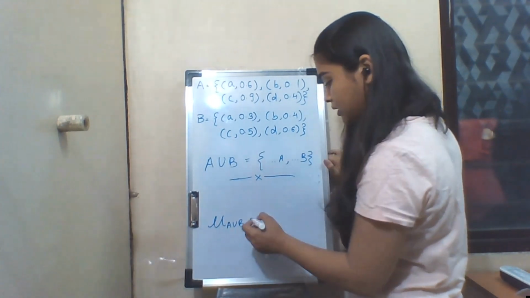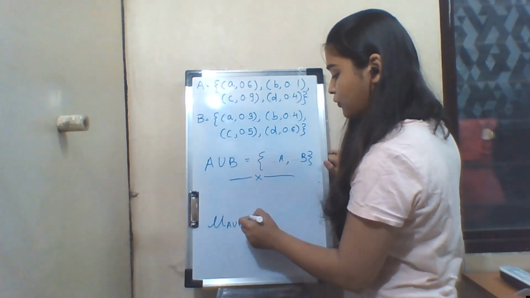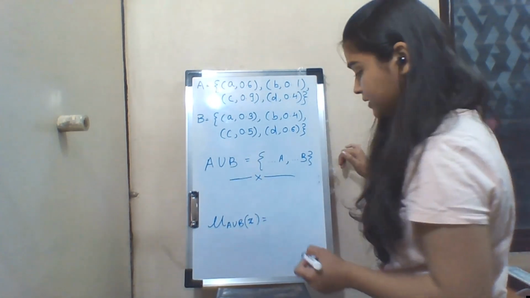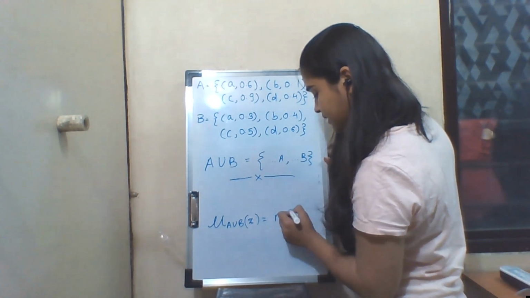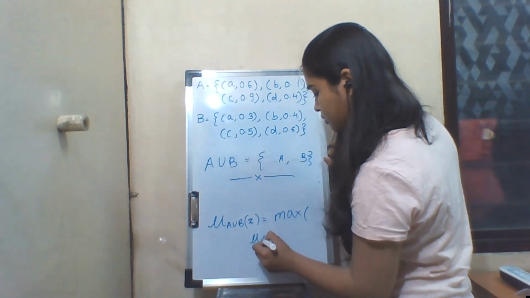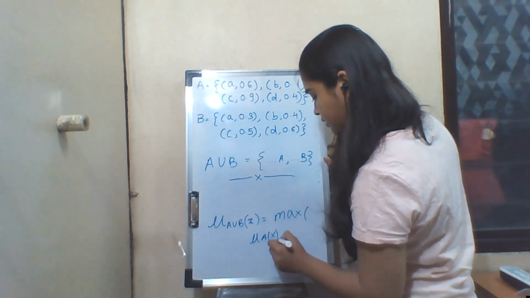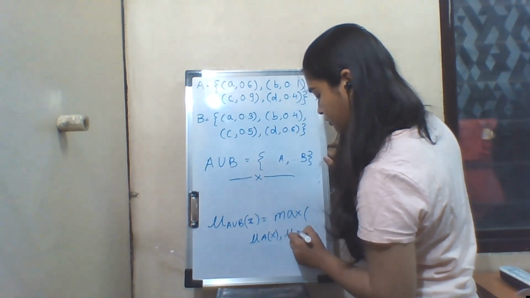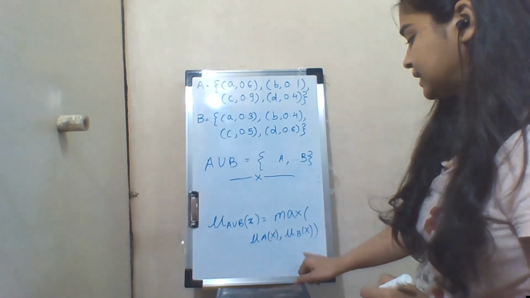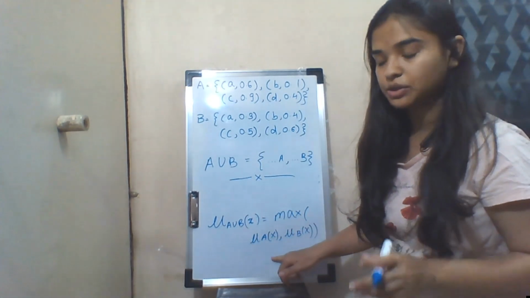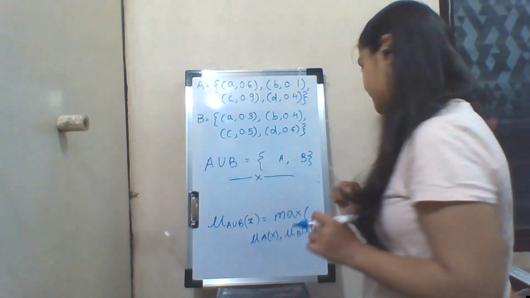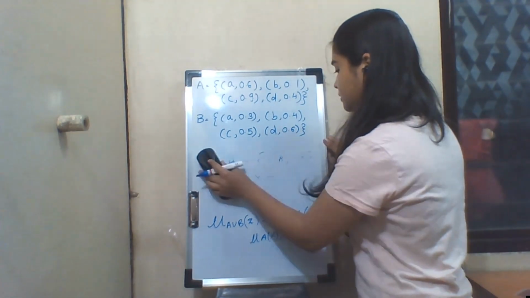Mu of A union B, where mu represents the membership function, for an element x, let's say, is the maximum of mu of A of x and mu of B of x. Let's write the union of A union B.